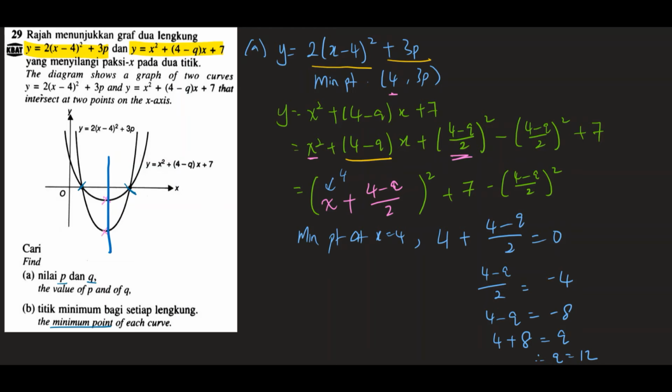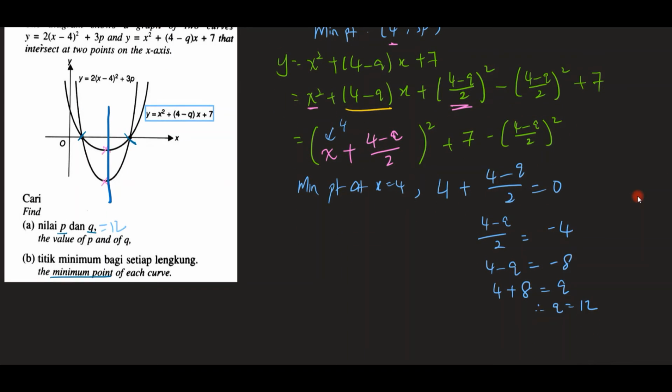Alright, this is the first answer that I got. I got q already. I know q is equal to 12. Now I need to figure out how to get p. To figure out p, I know these two functions have the same x-intercept, same points. Correct or not? So I can figure out the function. I know what the second function is already because the only unknown is q.